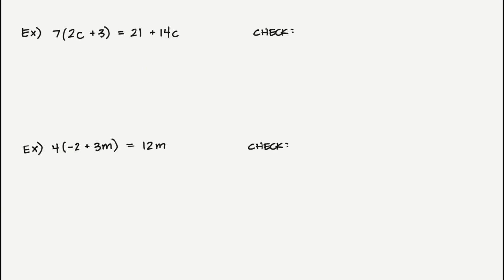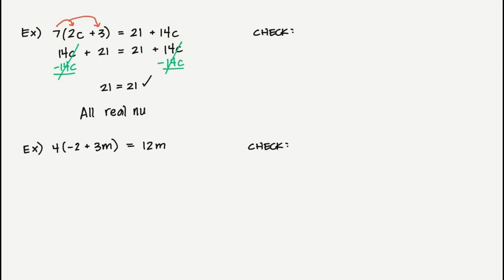All right, let's go ahead and do a couple more. 7(2c plus 3) is equal to 21 plus 14c. I'm going to distribute the 7. So I'm left with 14c plus 21 is equal to 21 plus 14c. Looks similar. Let's subtract 14c on both sides. And that's going to remove all of our variables, and I'm left with 21 equals 21. When that happens, we put all real numbers.